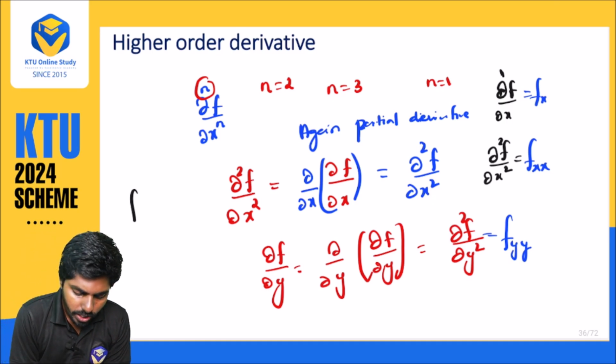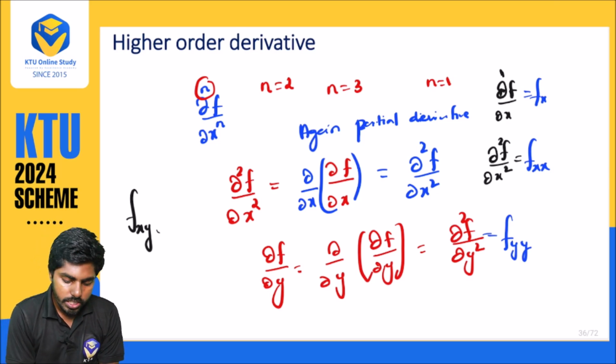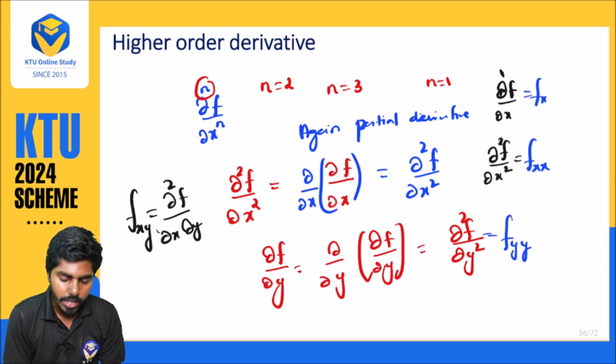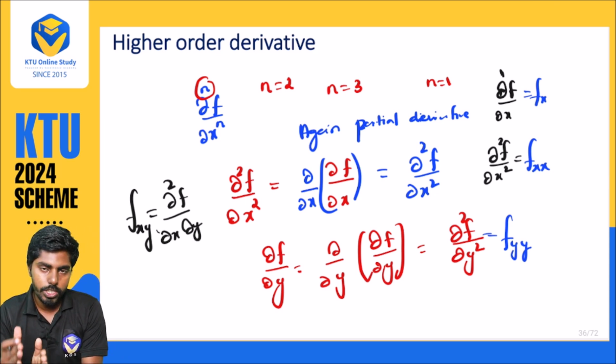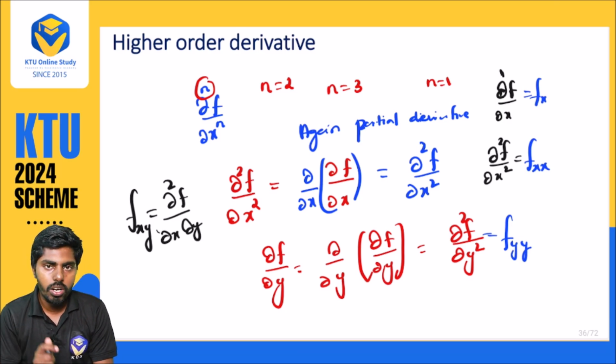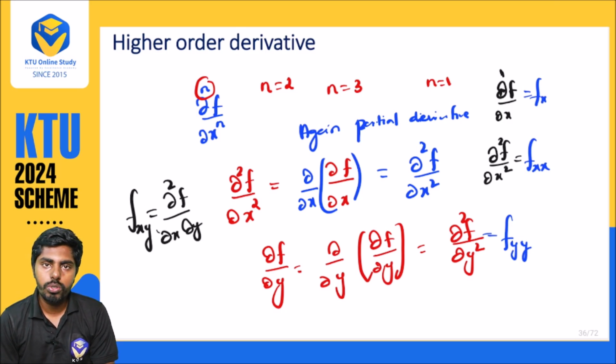Similarly, f of x comma y we are also able to say. That is nothing but dou f square divided by dou x by dou y. That means first you are differentiating with respect to x, then again you are differentiating with respect to y. So this is the way we identify the higher order derivative. Now we will move on to the problem.